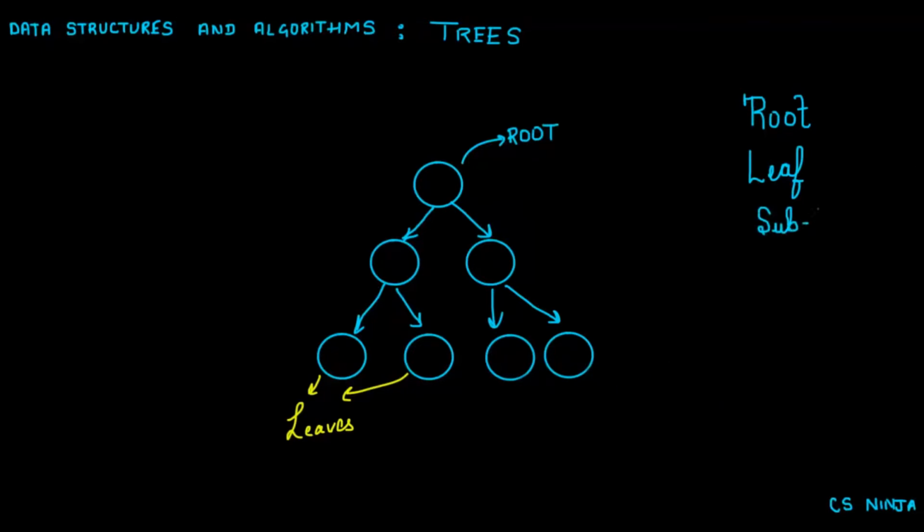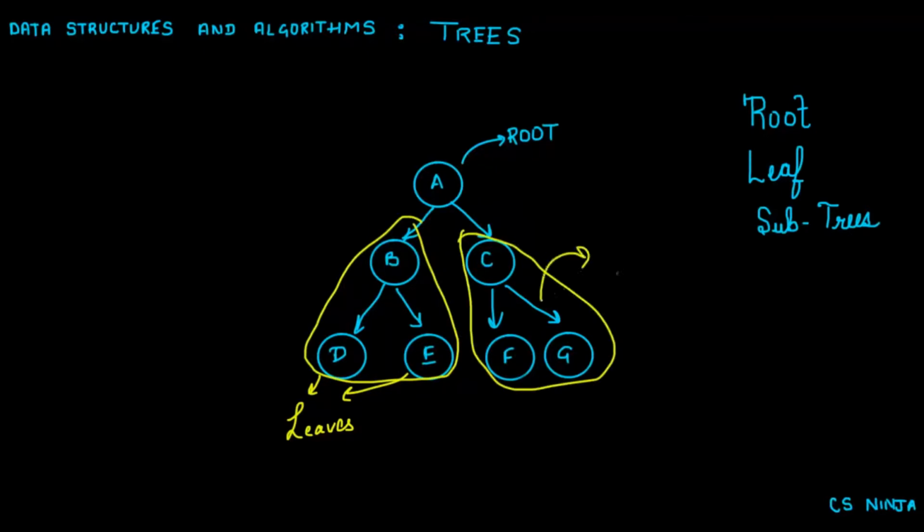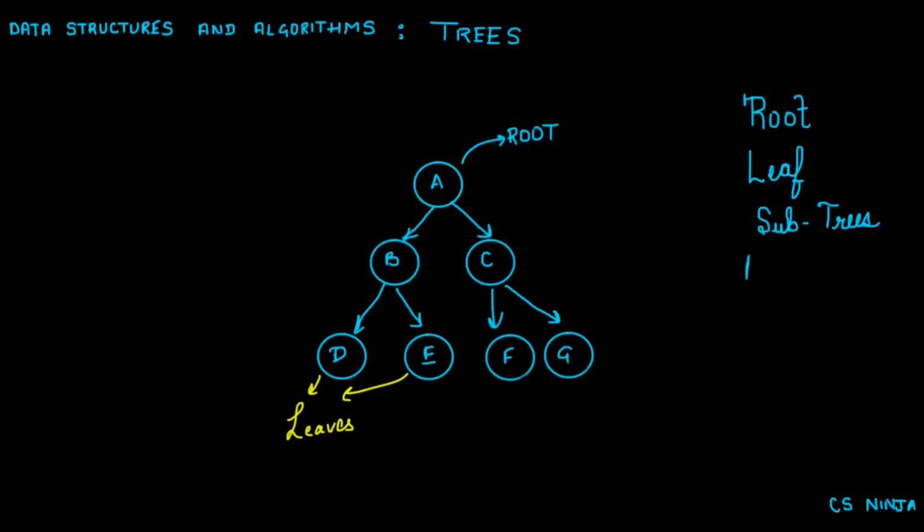Now let us consider A is a root node. And if A is not null, then B and C are considered as our subtrees. Now let us see what are ancestor nodes. Ancestor nodes are all the nodes above the node itself.